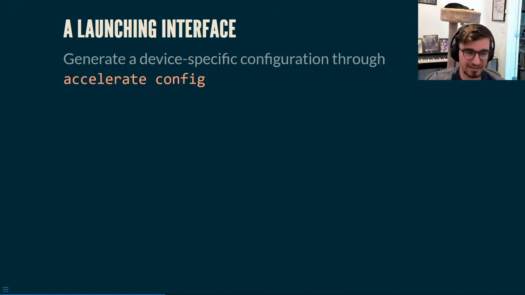Essentially, what this does, I believe there should be a GIF later of this, is it gives you a bunch of questions asking how your process is set up. So, like, how many GPUs are you using? Are you using a TPU? Are there any device configurations you want to have? And it will save this away into a YAML file in the cache folder Hugging Face makes.